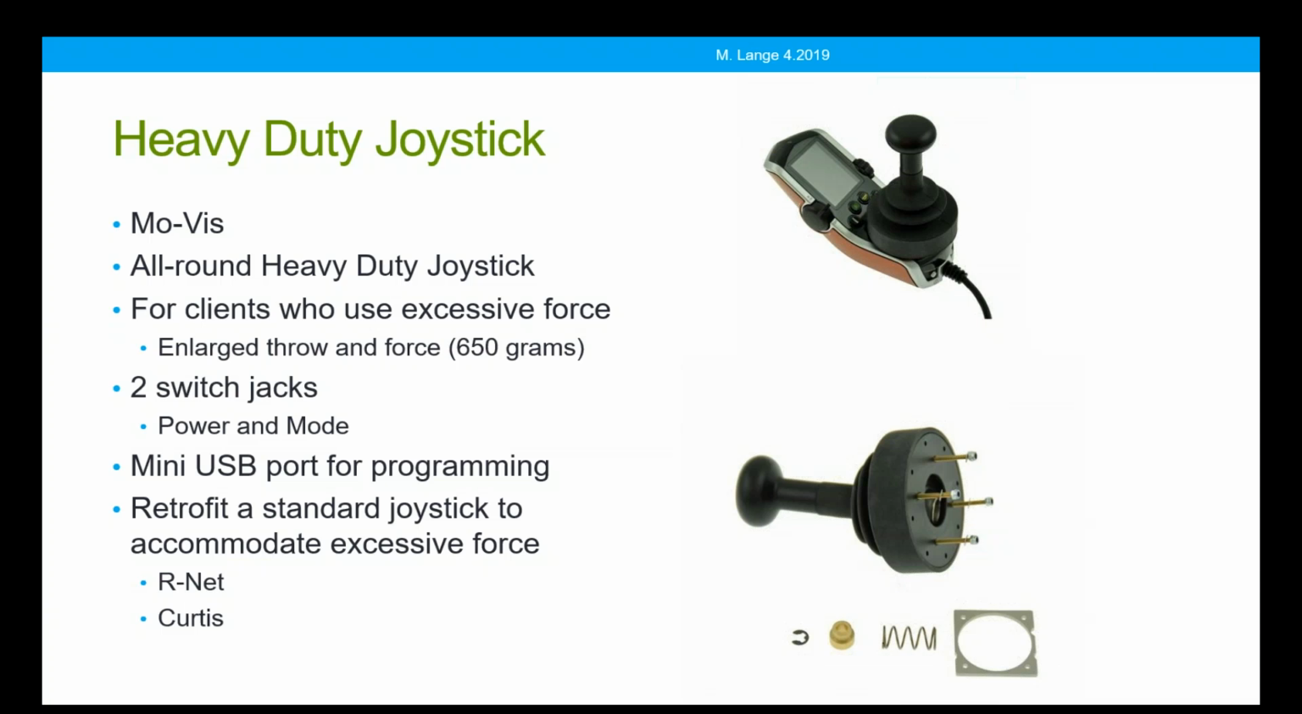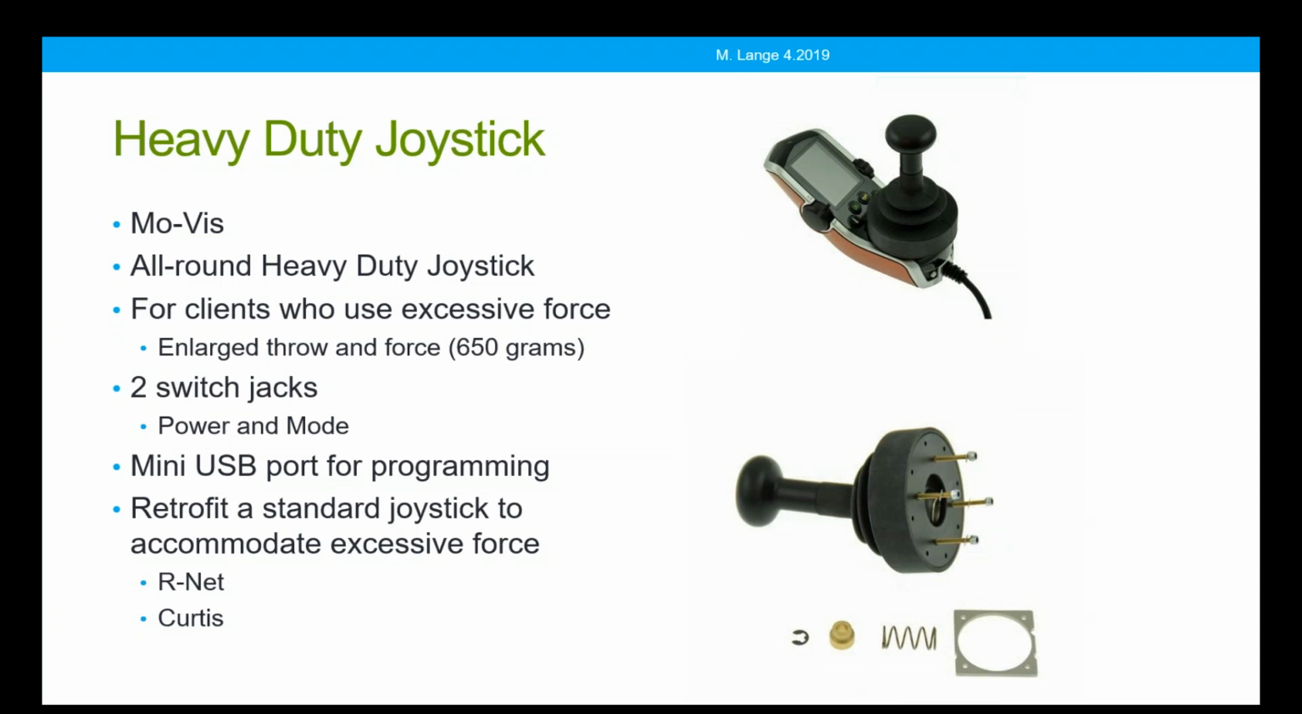A newer option is from Movis. Movis is out of Belgium and is distributed by Stealth Products. They have this all-round heavy-duty joystick, and it's designed for clients who use a lot of force. So most joysticks require about 250 grams of force to activate the joystick itself. This will respond up to forces as high as 650 grams and endure those forces, so quite a bit more force. It also has an enlarged throw, meaning that the client can push further than with a standard joystick, and that sometimes works well for clients who have a lot of force.